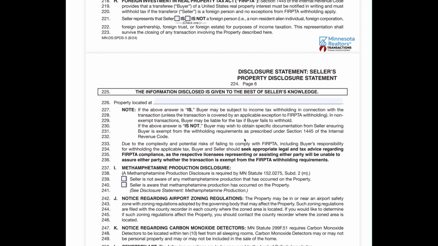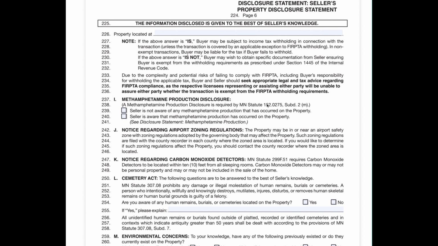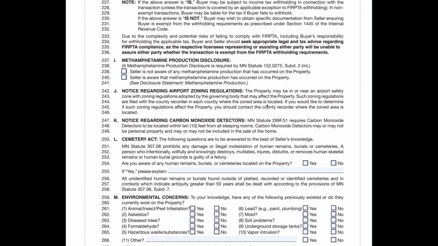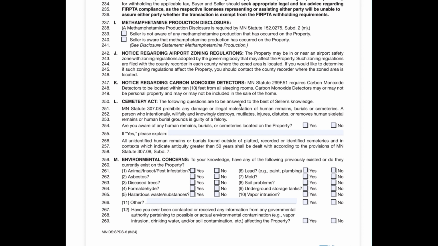Next, we're going into methamphetamine production and disclosure. Was this a meth house that you purchased? That's going to be really important information to include. This isn't my Uncle Jim smoked some meth in the garage once, right? This is, did they produce it? Make sense? Okay. Regarding airport zoning regulations, carbon monoxide detectors, cemetery act, are there dead people buried in the property?